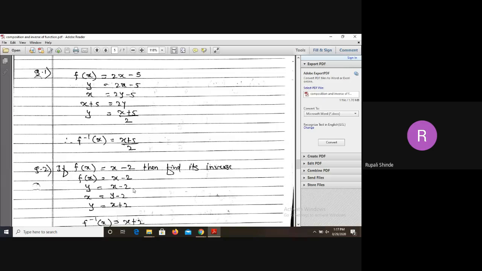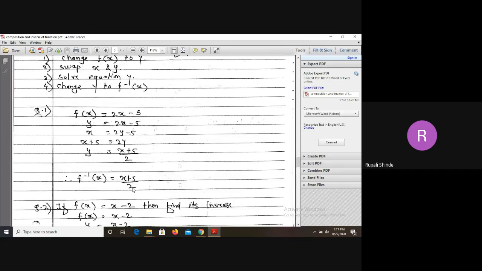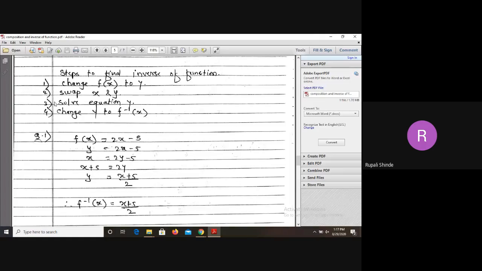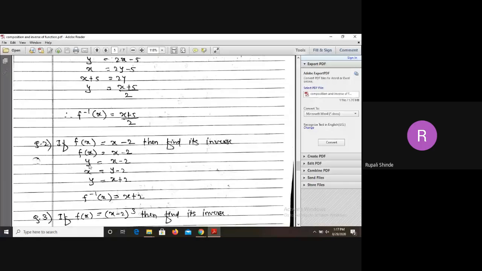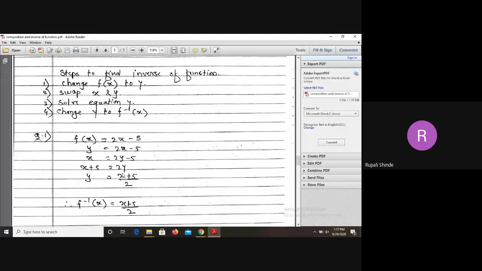Now till now we have applied only step number 1. Now what is step number 2? Swap x and y. That's why where y is written, we have to replace it by x, and this x should be replaced by y. So x is equal to y minus 2. This is the result after applying step number 2.